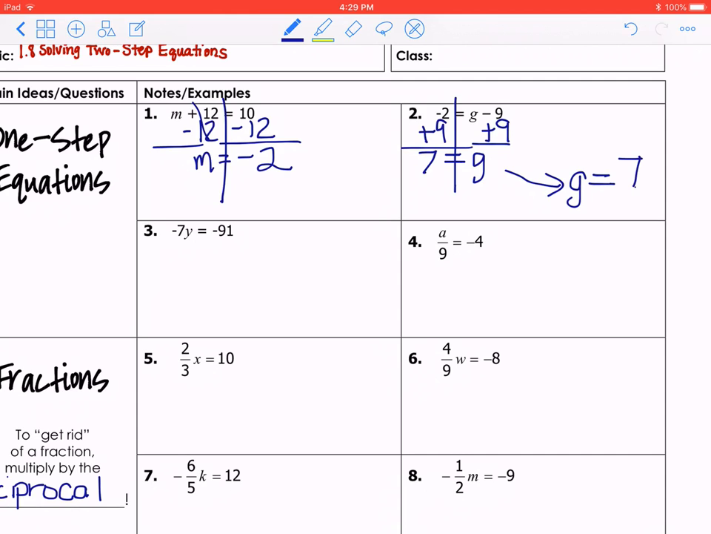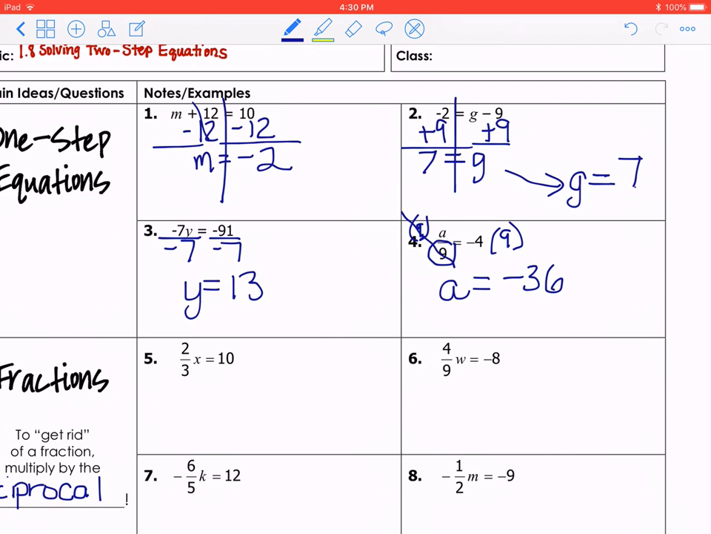Okay, number 3, we have -7 times y. So to undo that, we are going to divide each side, because that's the opposite of multiplication. 2 negatives equal a positive, and then we have 13 as our solution. Lastly, number 4, we have a division problem with the variable in the numerator. So I'm going to take whatever's in the denominator and multiply that on each side. The 9's on the left cancel, and you're left with a equals -36.